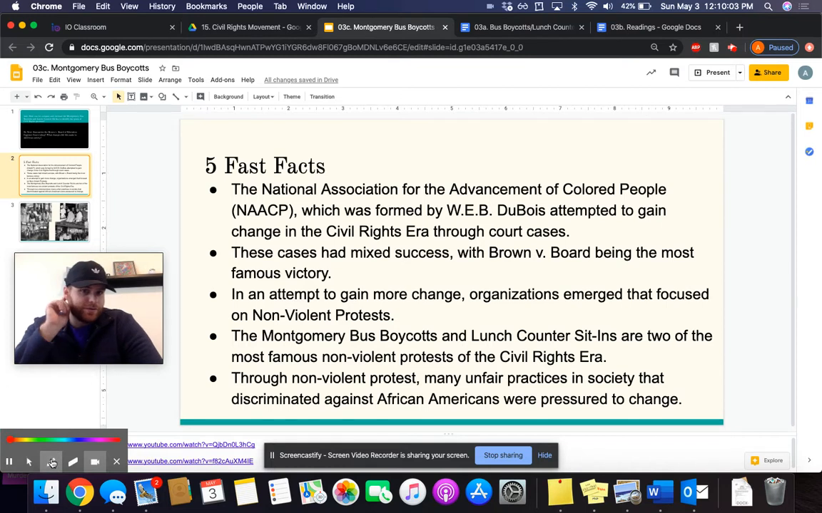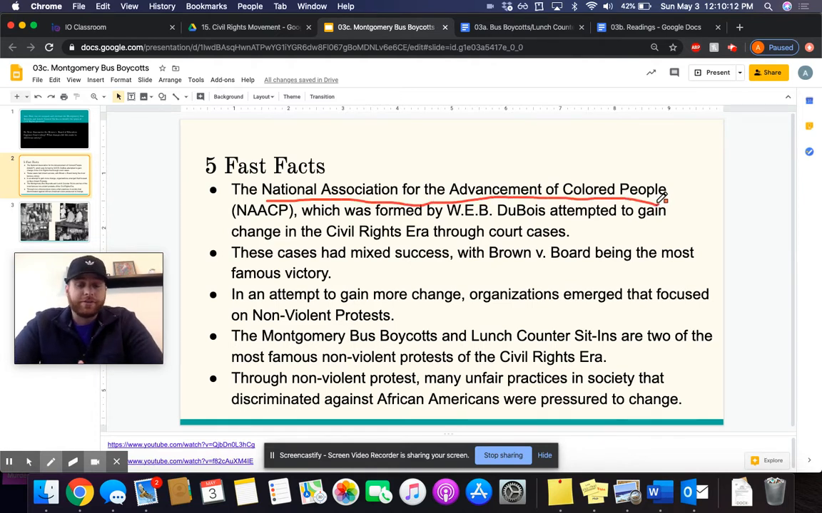Okay, so the fast facts for today. The first fast fact is dealing with a very influential group during the civil rights movement, but also very influential up to modernity. This group still exists, the NAACP. It was founded by W.E.B. Du Bois, and it's trying to gain changes in the civil rights era through court cases.